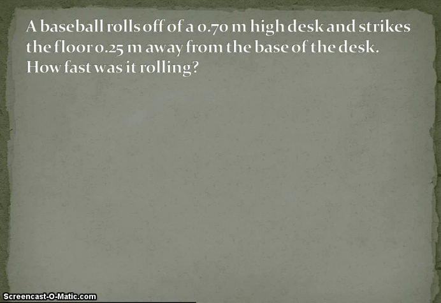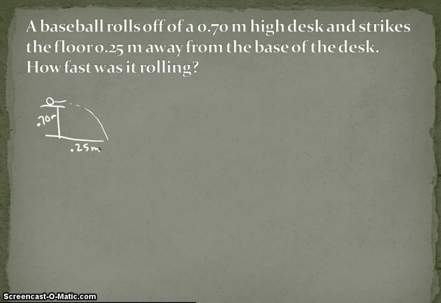In our first problem, we see that we have a baseball rolls off of a 0.7 meter high desk, strikes the floor 0.25 meters away from the base of the desk. How fast was it rolling? So in other words, I know that this type of picture, when I draw it, is going to look something like this. I'm going to have some kind of a table. Here's my floor. Here's my baseball. My baseball rolls off of this, and it falls. And the distance that I am off of the floor is 0.70 meters. Okay, and the distance that I hit on the floor was 0.25 meters.